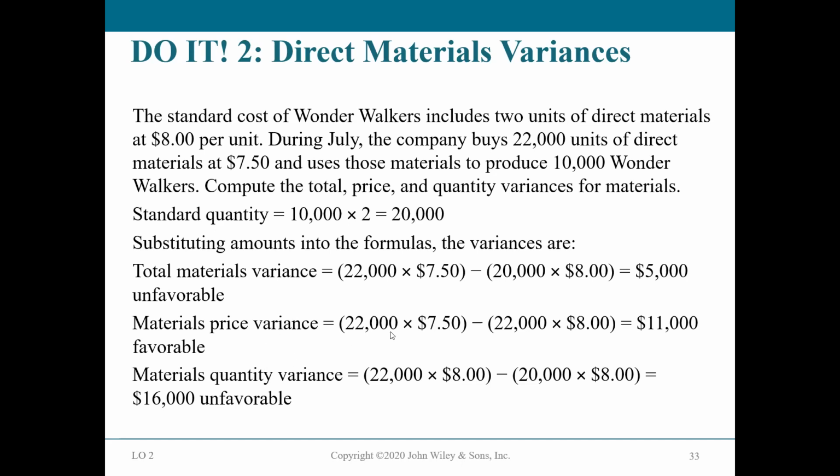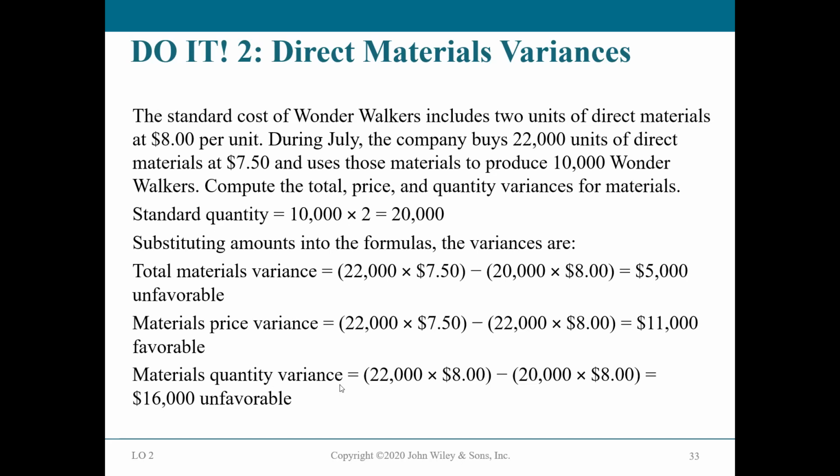So for price, we want to keep the total units to actual, 22,000 and 22,000, and only have the price change between the two pieces, $7.50 and $8. So we actually had an $11,000 favorable variance because we actually paid less per unit.